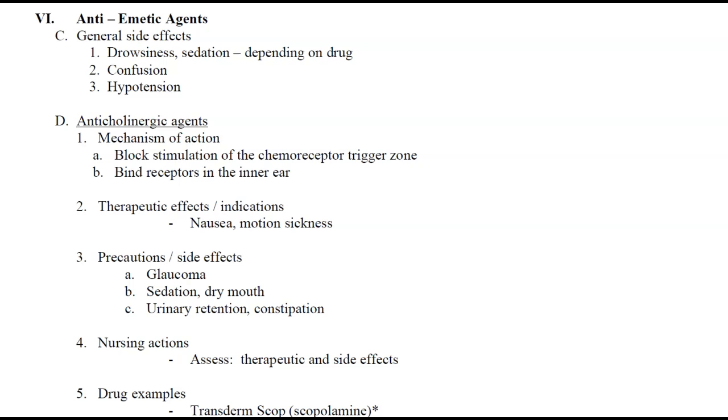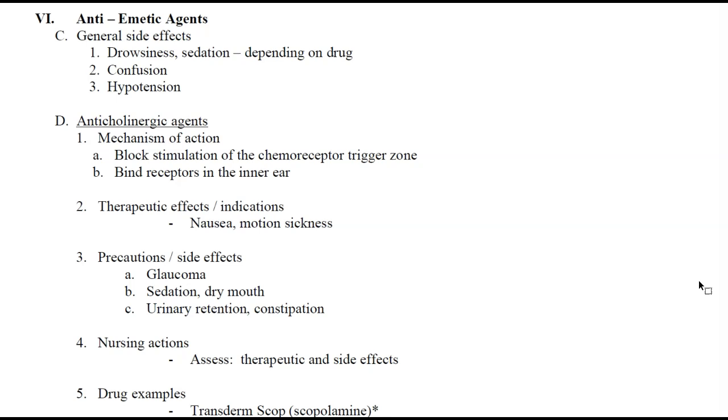Anti-emetic agents. Basically, these are drugs or agents that will prevent vomiting. So those are anti-emetic agents. The general side effects of these medications include drowsiness or sedation depending on the drug. It can also cause confusion and hypotension.